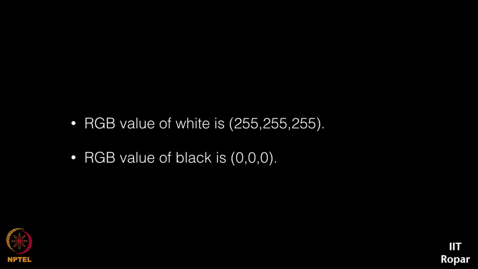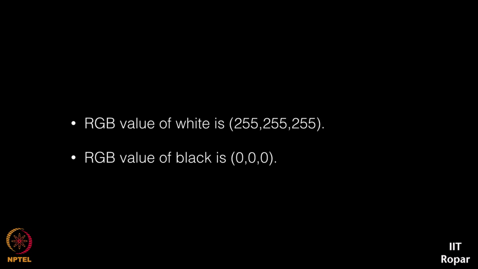As you see, there are some examples here. The RGB value of white is 255, 255, 255. That means it has 255 amount of red, 255 amount of green and 255 amount of blue in it. And the RGB value of black is 0, 0, 0, so it has 0 amount of red, 0 amount of green and 0 amount of blue in it.